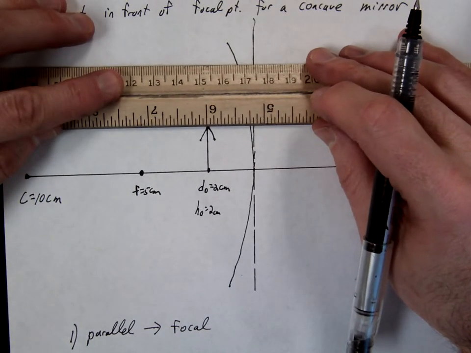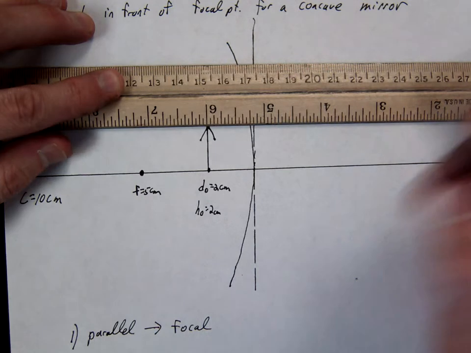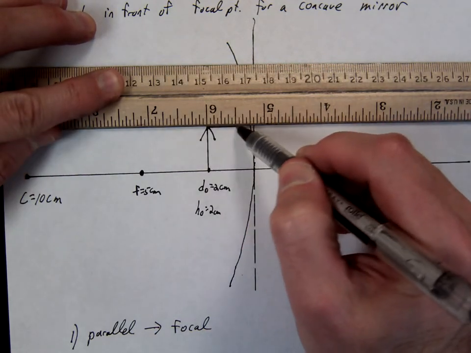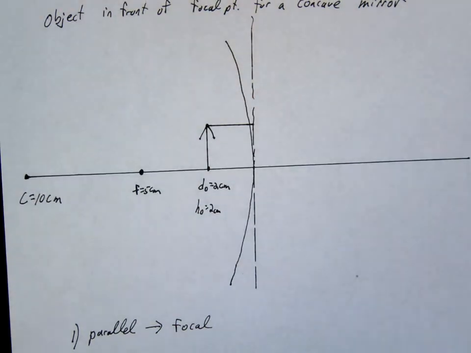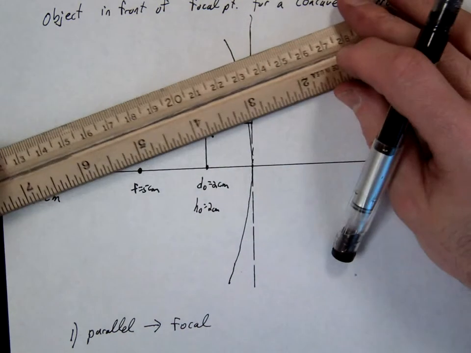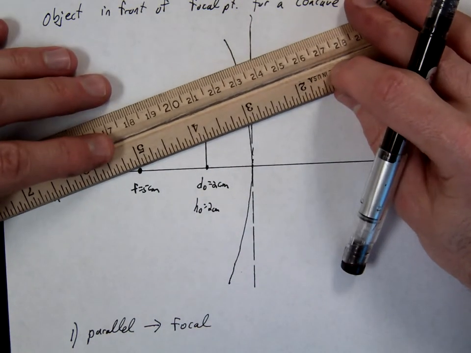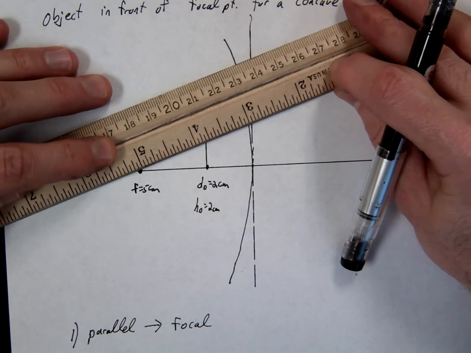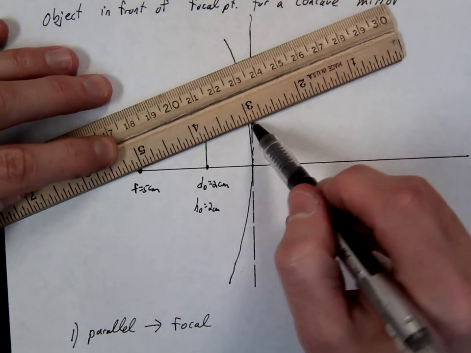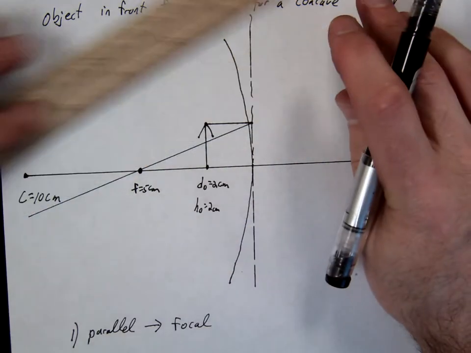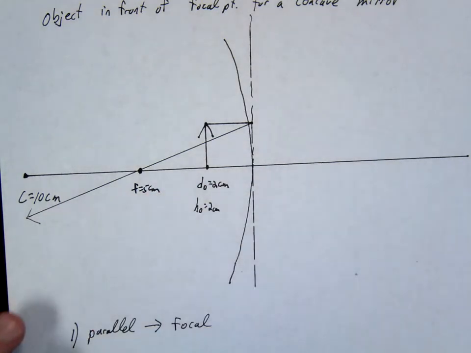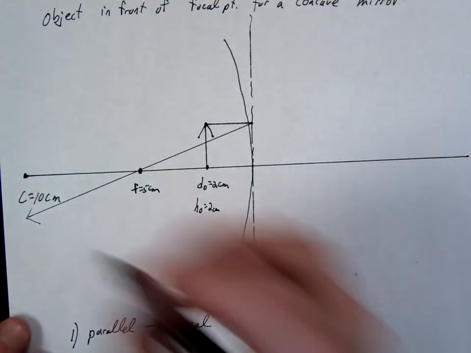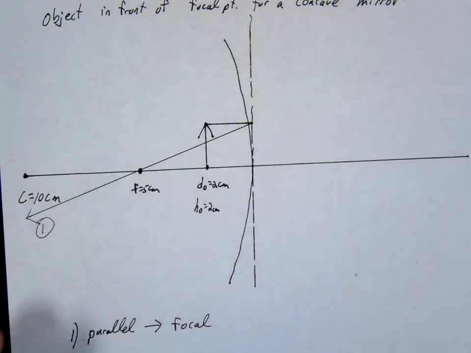I'm going to draw this parallel. And again, parallel just means parallel to the surface. And again, we're going to go back to that vertical, slightly behind the mirror. We're then going to reflect this beam through the focal point. Okay, so that's beam number 1, parallel focal.